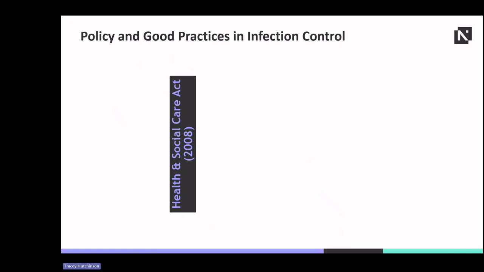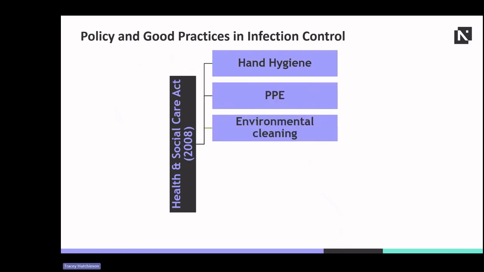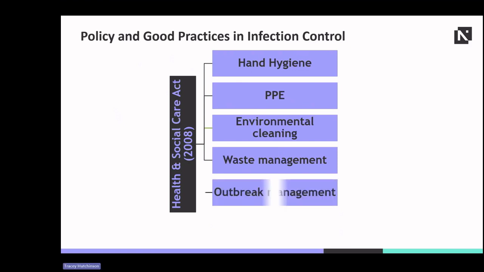Key aspects covered in this code of practice include hand hygiene, PPE, environmental cleaning, waste management, outbreak management, and education and training. The Health and Social Care Act 2008 Code of Practice on the Prevention and Control of Infection and related guidance serves as a comprehensive framework for healthcare organisations to ensure compliance with infection control standards and regulations in the UK. Compliance with this legislation is essential for maintaining patient safety and minimising the risk of healthcare associated infections in healthcare settings.